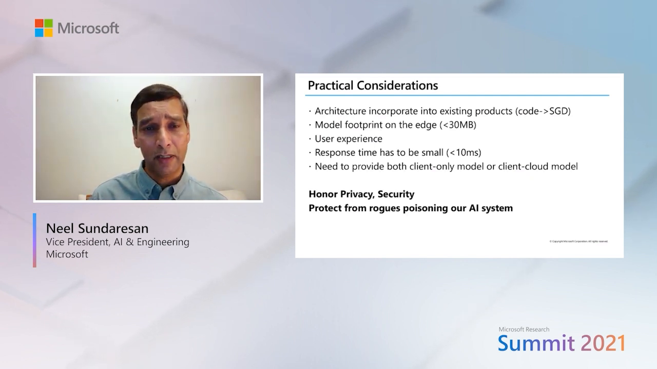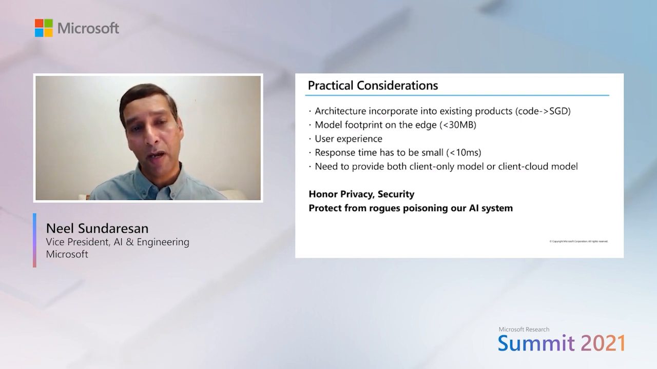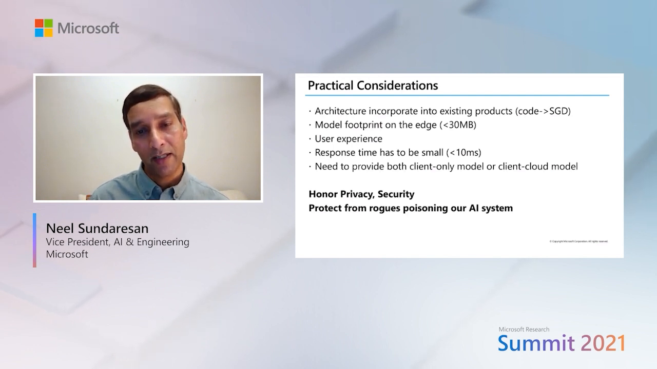And then there are a lot of privacy constraints as well. If I'm an enterprise, I may not share my data with the system. So how does the system provide a client-only model, right? I want to keep my data private, and I need a model that works for myself. So there are a lot of questions that have to be answered that are way beyond just having a smart algorithm that will do wonderful things for you. We have to honor privacy, we have to honor security, and we have to protect from the rogues that could poison our AI system by injecting bad code into the ecosystem.